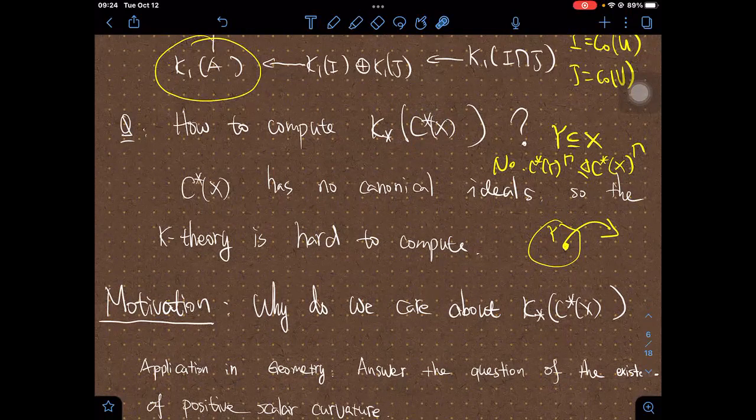Do you mean, is this algebra often simple? Oh, I'm not talking about simple. I'm not talking about it having no ideals. I'm talking about it having no canonical ideals to the subspace. But in general, in examples, does it tend to be simple, or purely infinite simple, or not?